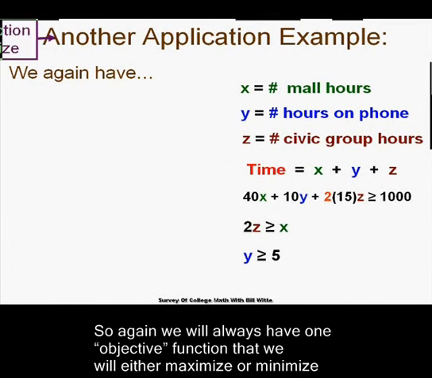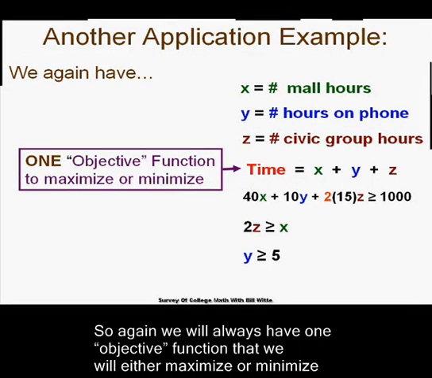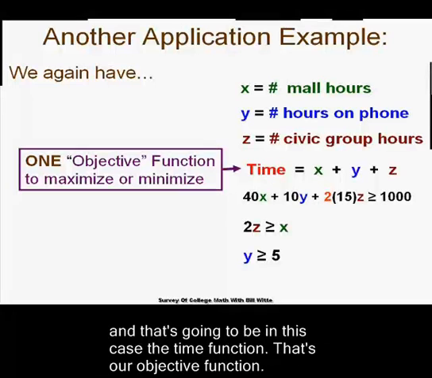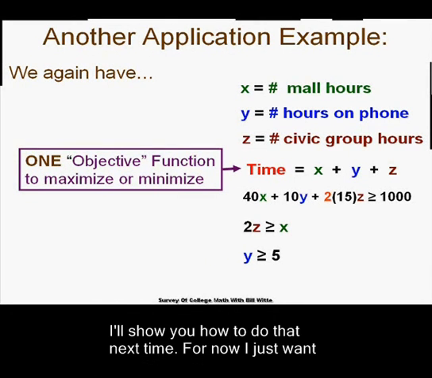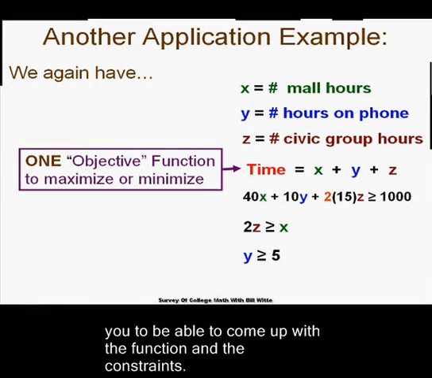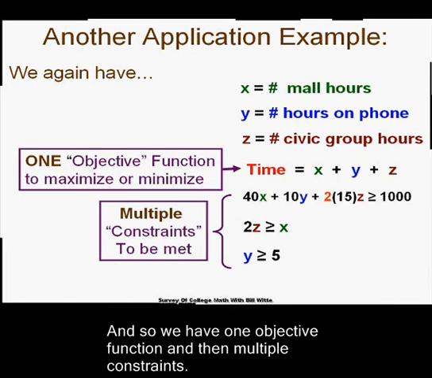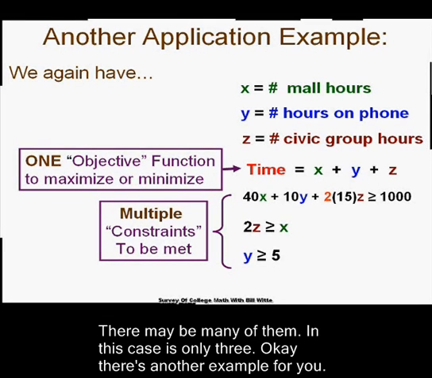So again, we'll always have one objective function that we're going to either maximize or minimize, and that's going to be, in this case, the time function. That's our objective function. And I'll show you how to do that next time. I just want you to be able to come up with the functions and the constraints. And so we have one objective function and then multiple constraints. There may be many of them. In this case, there's only 3. There's another example for you.